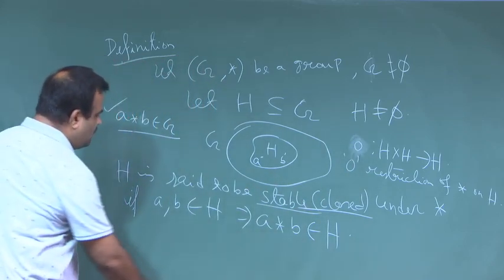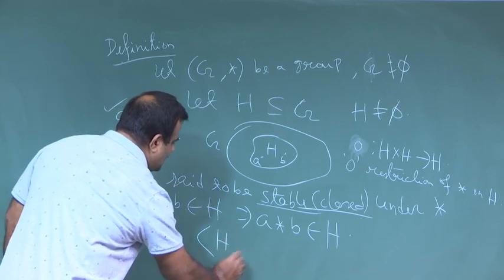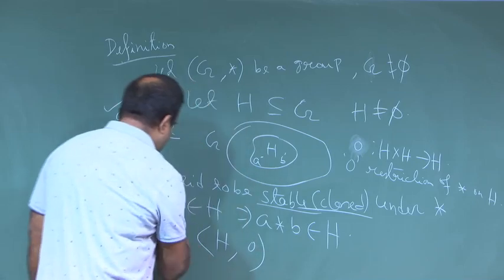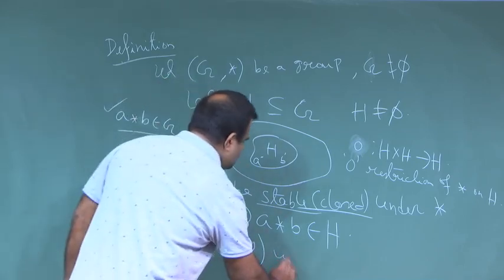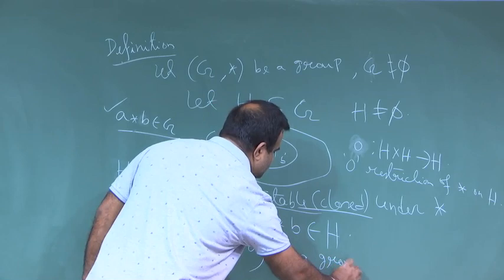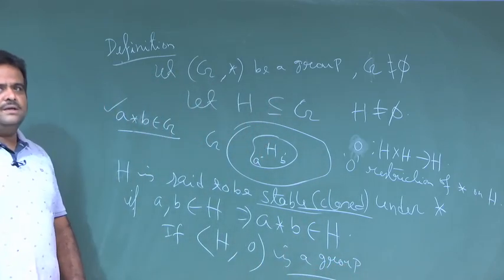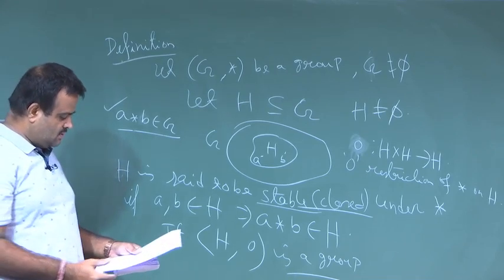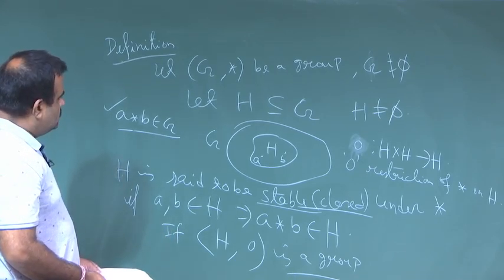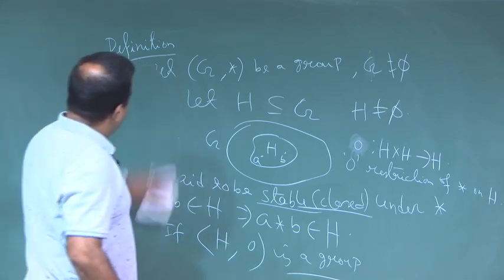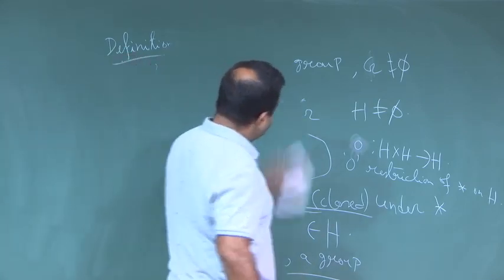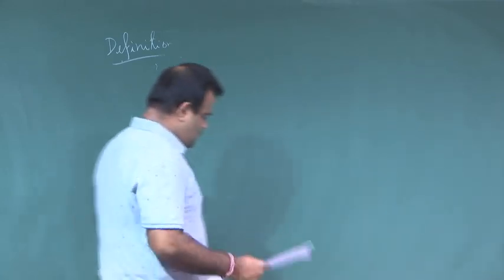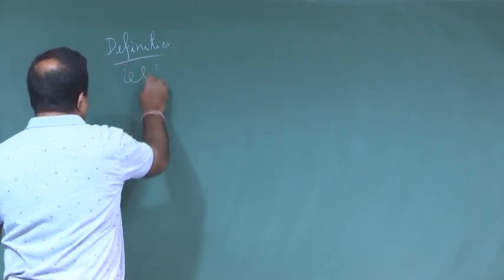Now, if H along with this induced operator is a group, then it is called a subgroup of G, because this is a subset. Okay. So, let us formally define this. This is the definition of subgroup.